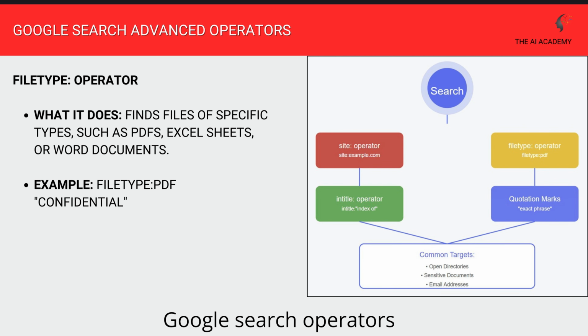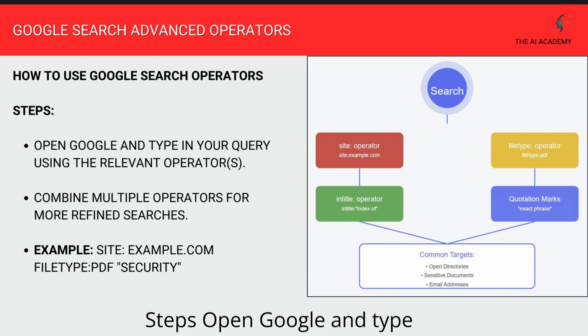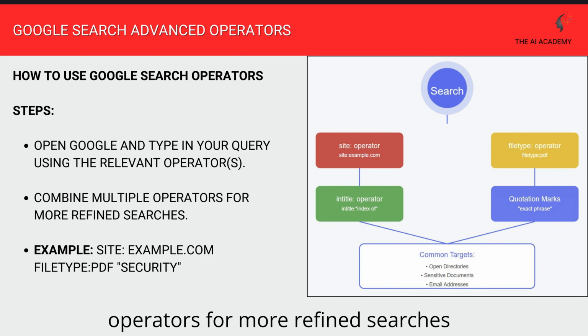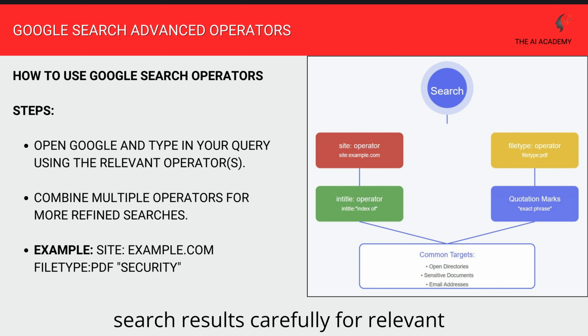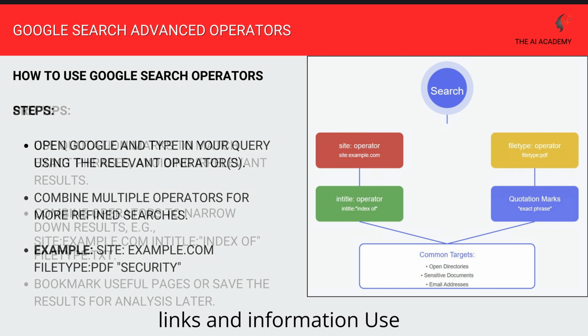How to use Google search operators. Steps: open Google and type in your query using the relevant operators. Combine multiple operators for more refined searches. For example, site:example.com filetype:pdf security. Review the search results carefully for relevant links and information.